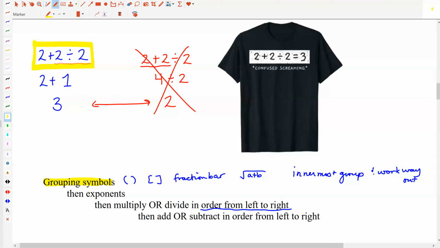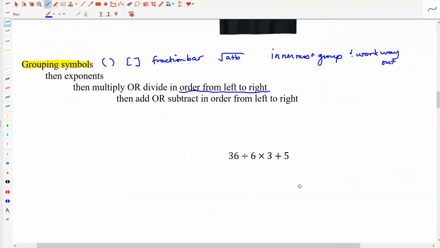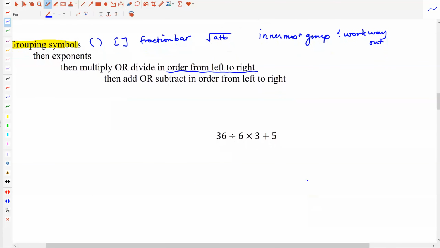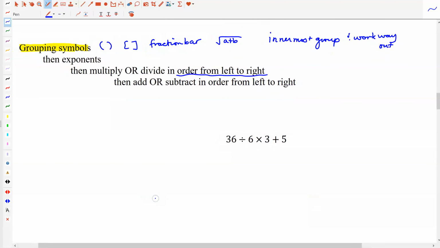So that's why you've got to be very careful when you're doing these types of computations. All right, so let's do a couple more examples. In this next one we have 36 divided by 6 times 3 plus 5. So we're going to go ahead and throw the order of operations at it.